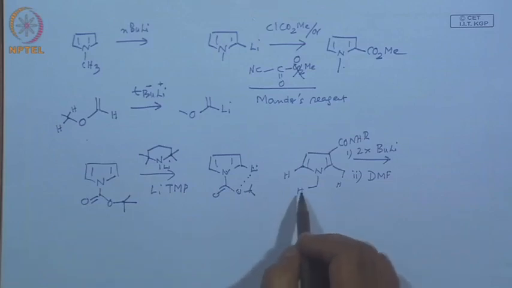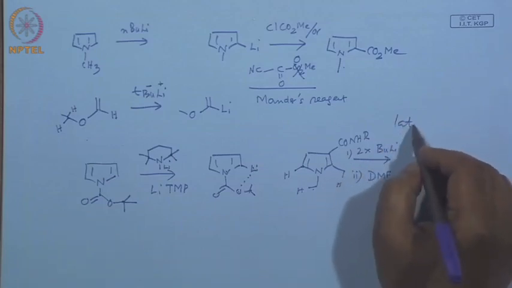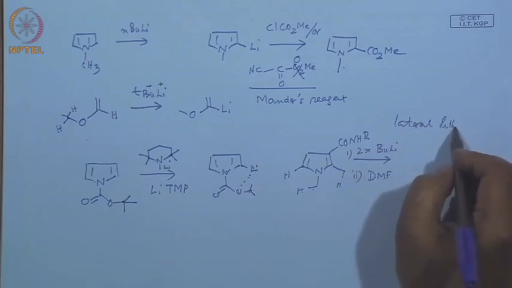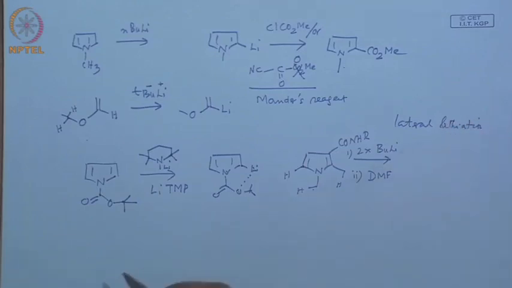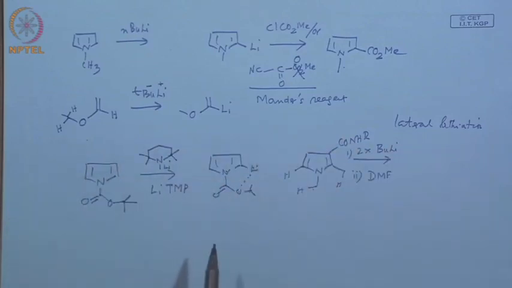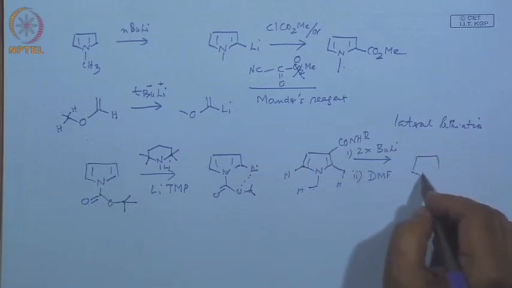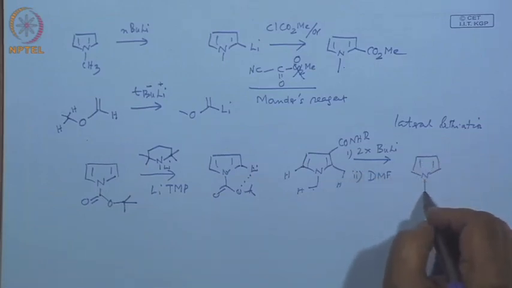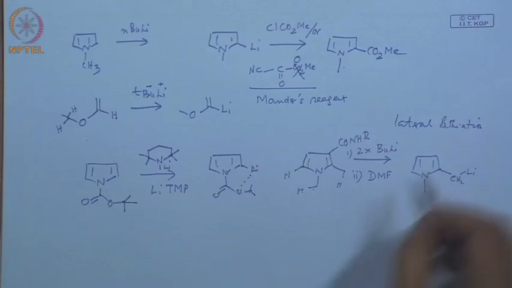Okay. But when the lithiation takes place here, we call this lateral lithiation. We often do this in our lab. Lateral means side reaction, side chain lithiation takes place. In this case, the lithiation takes place here at the side chain instead of the nucleus. So, you will get this lithiation done here.